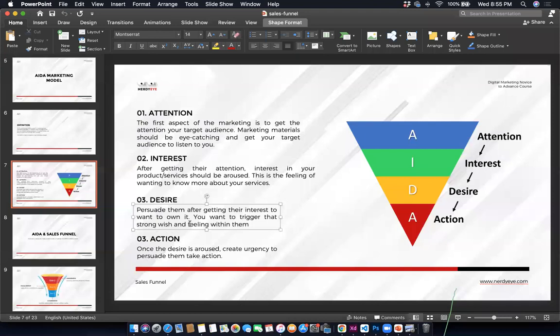You want to trigger that strong wish and feeling. So that is where we'll have this particular statement that said that if your marketing is not triggering people's emotion, then you are not doing the right marketing. So marketing is about emotions. So at this particular desire stage, you want to make them want to own it, you want to trigger their emotion. Then the last but not the least stage in this marketing process is called what?